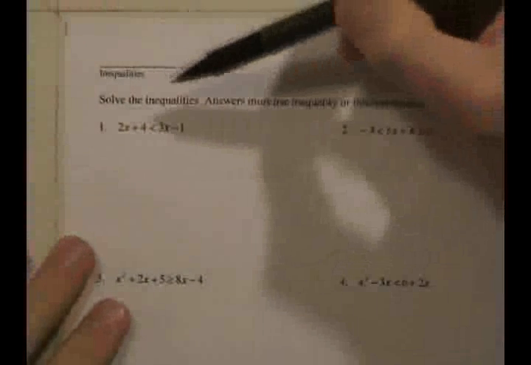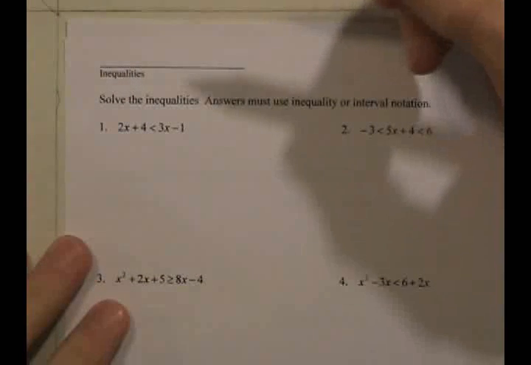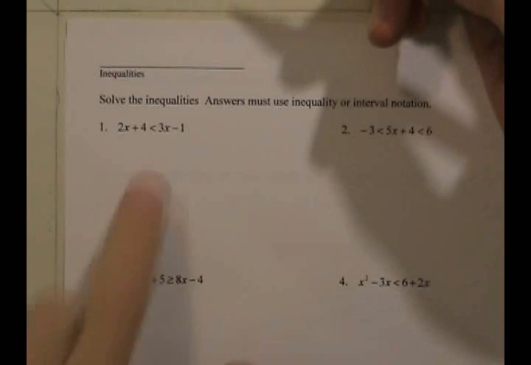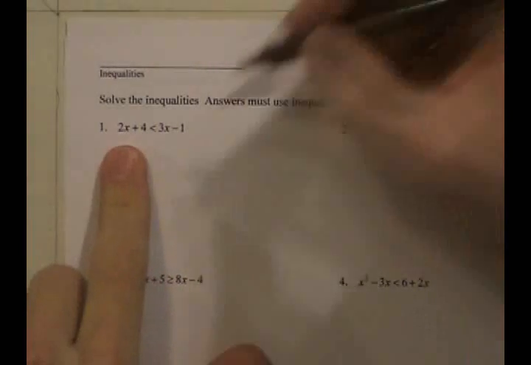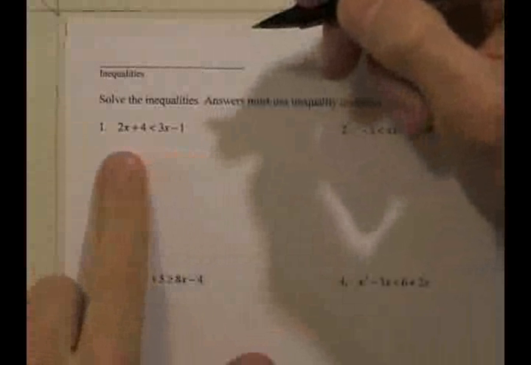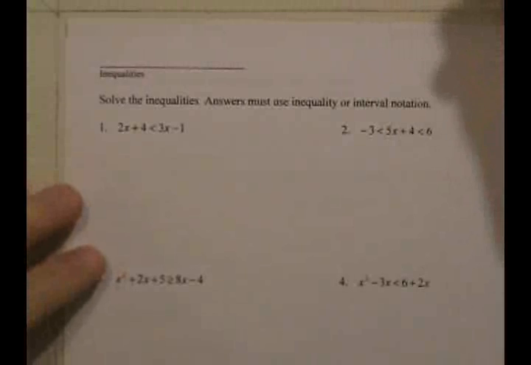Alright, it says 2x plus 4 is less than 3x minus 1. So with all these linear problems where there are no x squared terms, you want to get all the x terms on one side and get all the non-x terms on the other side, and then just basically solve for x.